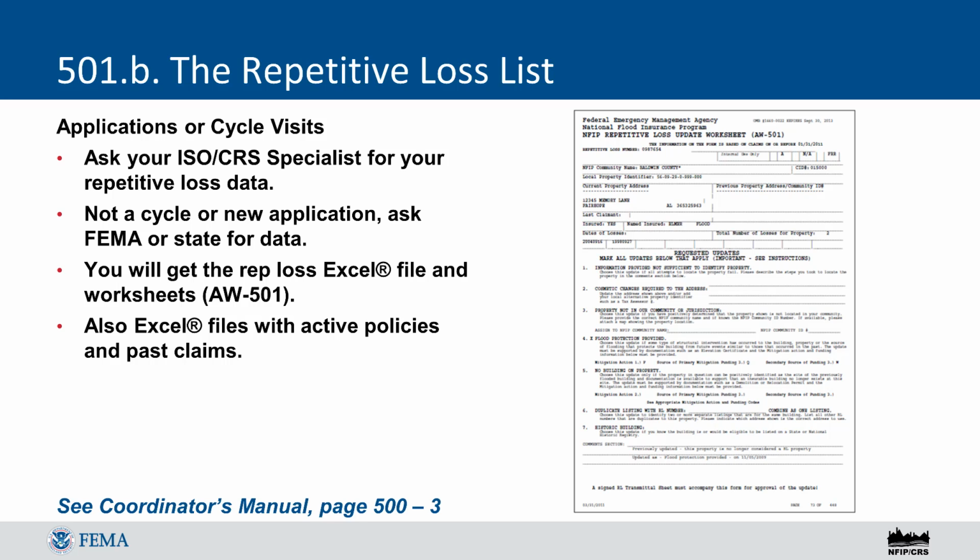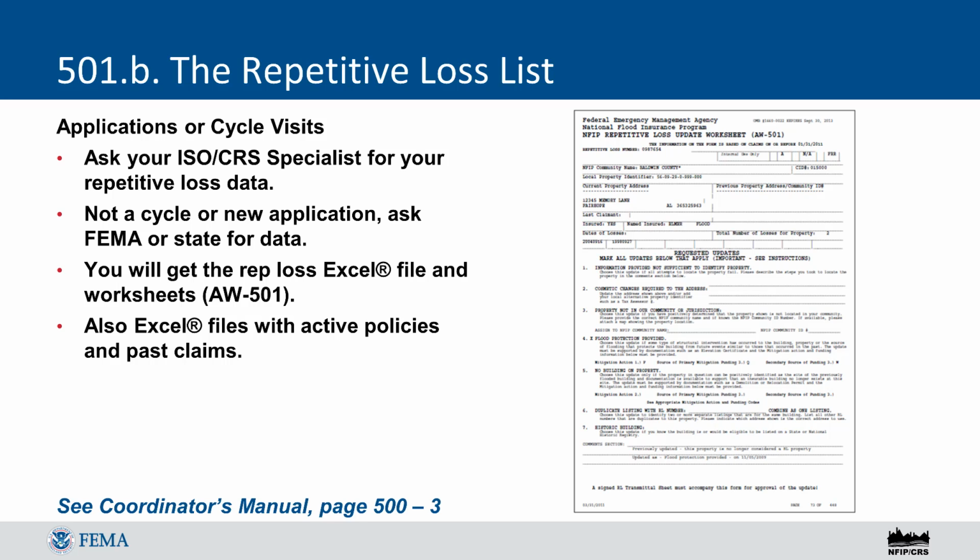ISO receives community-specific repetitive loss data from FEMA annually and distributes that data to CRS participating communities. The timing may vary based on the time it takes to receive the list from FEMA, prepare it for distribution, and then send it out to the communities that have repetitive loss properties in our program.